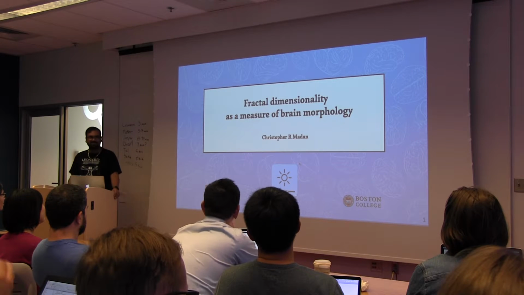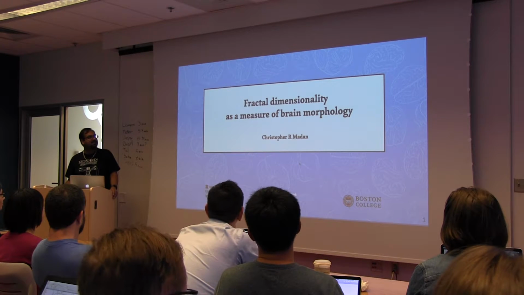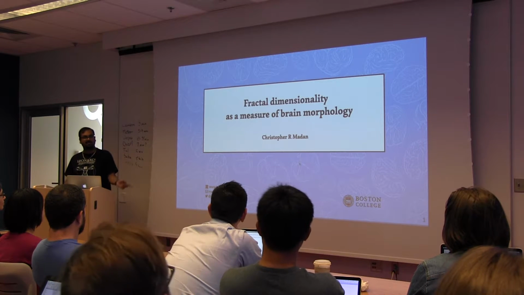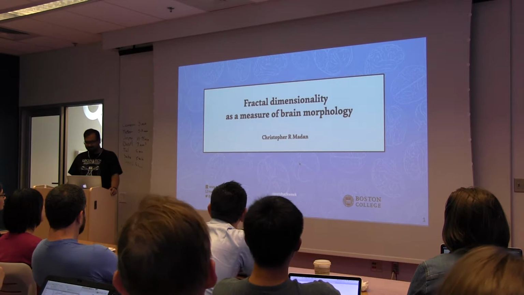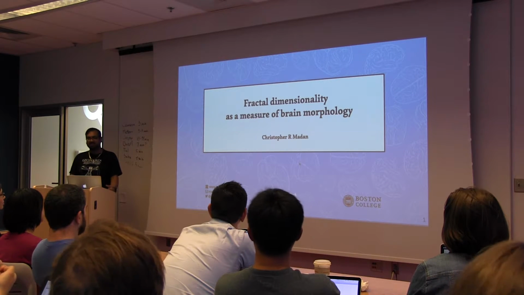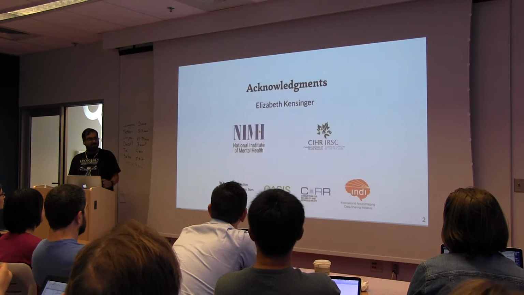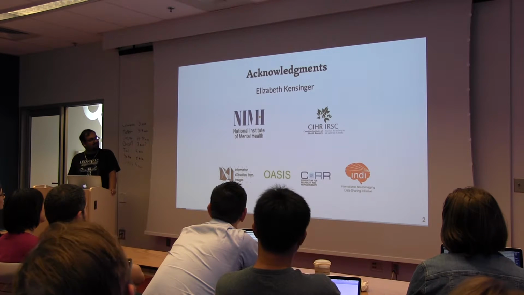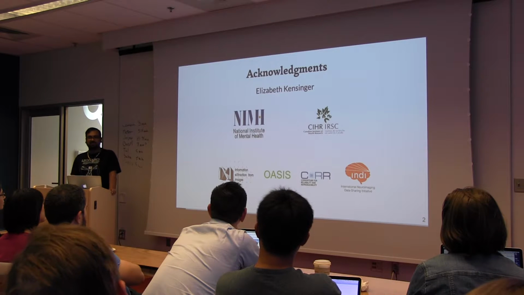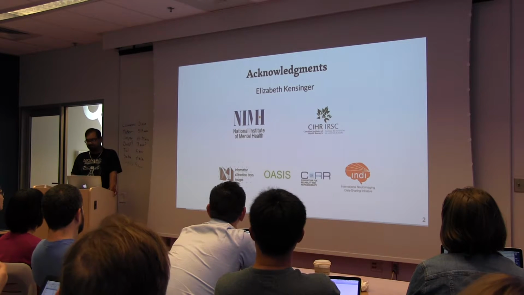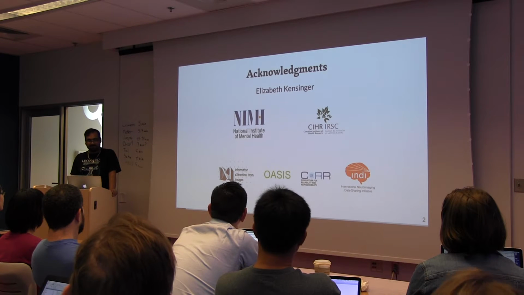So I'll tell you about some work that I've done recently, and the code to do the calculations is on GitHub, and I'll give you a link to that at the end after you know what it's good for. I've been using a measure called fractal dimensionality to look at brain morphology. I've been doing this work with Elizabeth Kensinger at Boston College. We have funding from places, and pretty much all the data I've been working with is open access data that we've been talking about this whole time anyway.